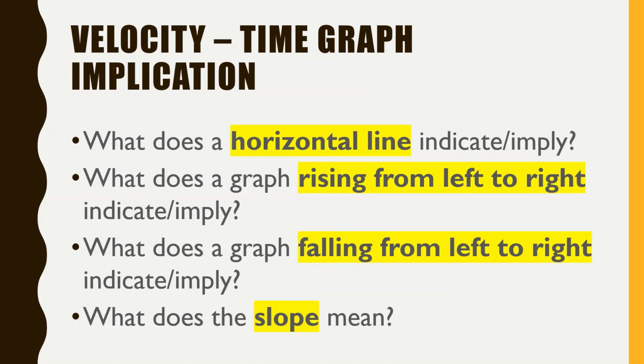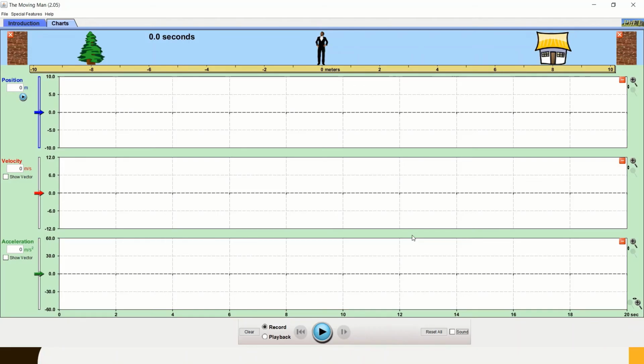Okay, for this one, horizontal line, same still, rising from left to right, falling from left to right, and then we're going to look for the slope. But if you were already reading, the slope of a velocity time graph is your acceleration. So we're going to look into these three things: horizontal line, rising from left to right, and then falling from left to right, using our PhET simulation. Okay? So, let's start with the horizontal line.